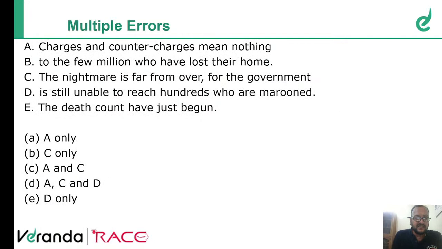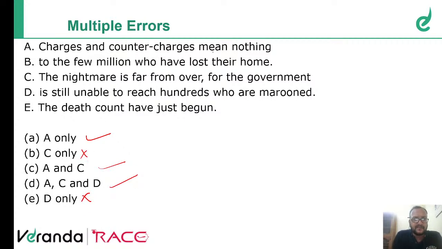Moving here to the next question, we have to find the correct sentences. Those who are joining late, let me tell you to find the correct sentences. So charges and counter charges mean nothing. This is correct. So A, this and this are correct options. So this is incorrect. These two options can be eliminated.